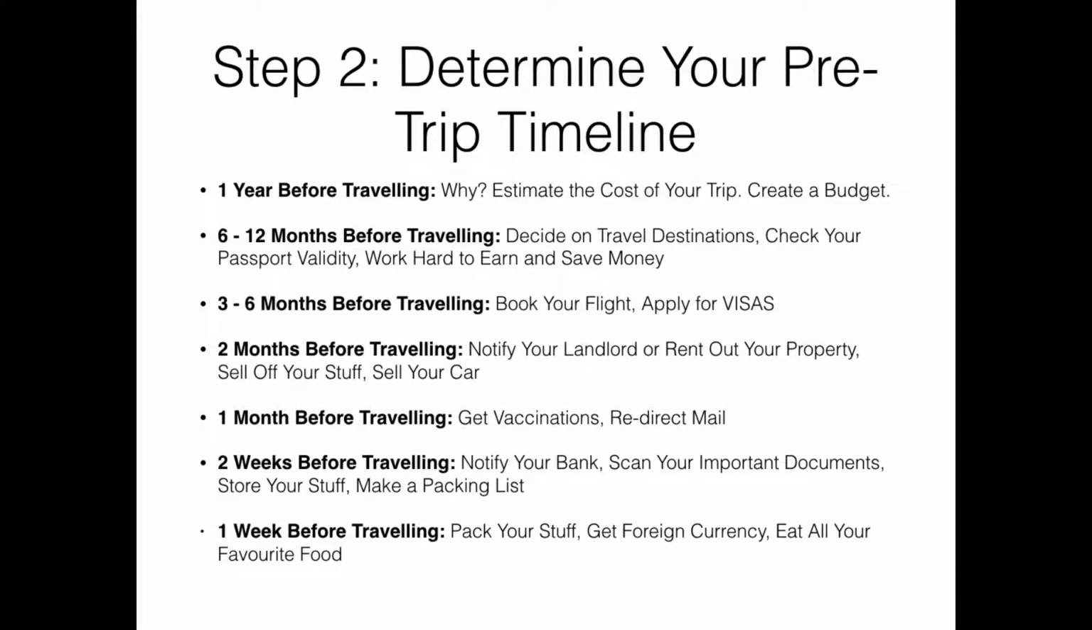Next, we're going to go to step number 2, where we are going to determine your pre-trip timeline. So 1 year before traveling around the world, you want to ask yourself, why am I traveling? Why am I doing this? Are you trying to find yourself? Are you trying to go to all the bucket list places that you've always wanted to see?